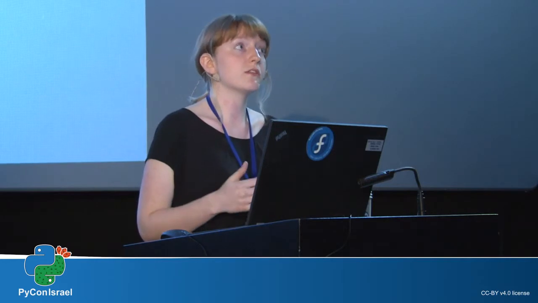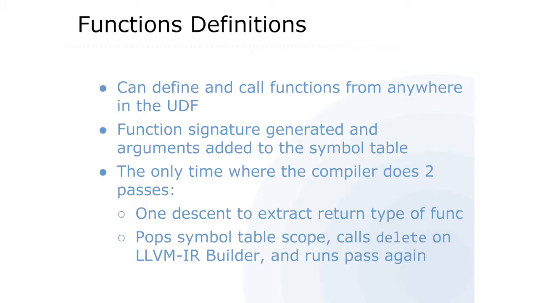For functions, you can define functions from within your UDF. We didn't really expect this to be a super common use case, but we figured it would be important for the people who do need it. The function signature is generated by actually doing two passes, because we need to know what the return type of the function is. First we go down and determine what the function will return. Then we scale back and delete everything we've generated and do it again, but this time with the knowledge of what we're going to return, so we can intelligently generate LLVM IR code.